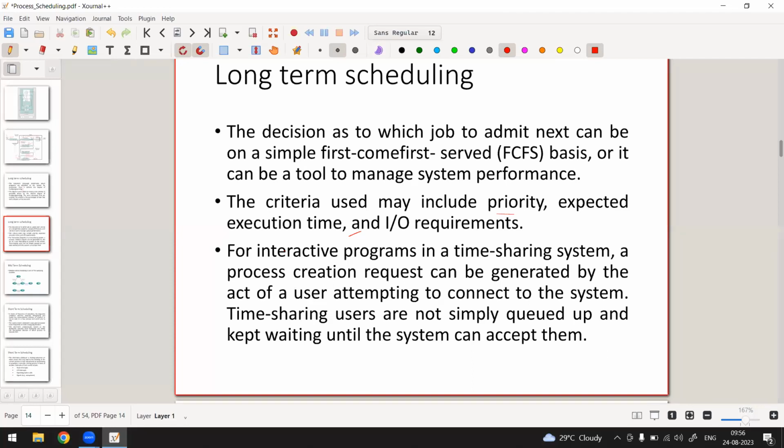For interactive programs in a time sharing environment, a process creation request can be generated by the act of attempting to connect a new user to the system, and the request of the user should be fulfilled immediately. What is the meaning of interactive system? It means that the user will require output frequently and in a fast manner. So in those systems, the response time should be low and the user should not be kept waiting.